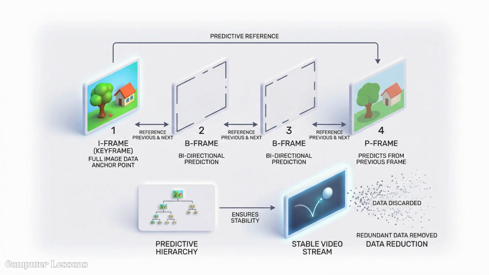Keyframes, or I-frames, contain the complete image data and serve as the anchor points for the predictive frames. P-frames and B-frames then reference these keyframes to reconstruct the intermediate motion between the fixed points. This hierarchy ensures that the video stream remains stable despite the discarded data.